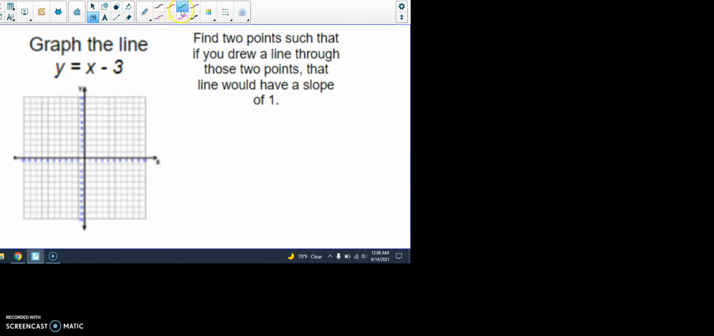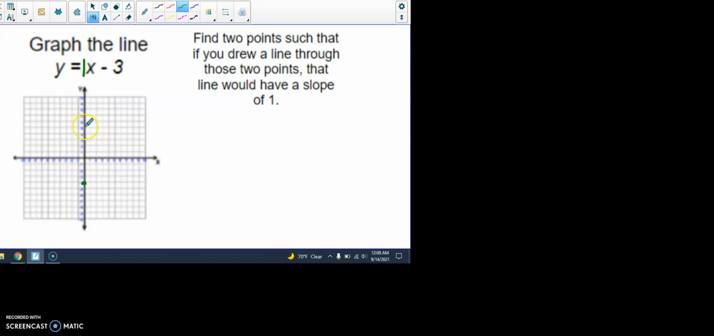Anytime I see the equation written in the form of y equals mx plus b, I'm going to go ahead and start by plotting the intercept. So the intercept is at (0, -3). And then I'm going to count off up 1 over 1, which is the slope.